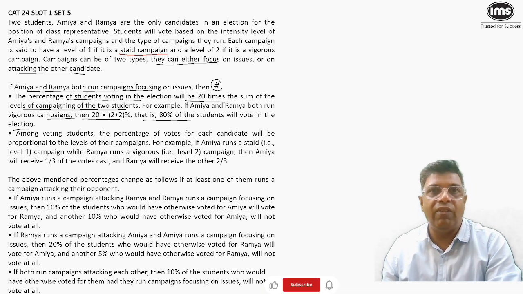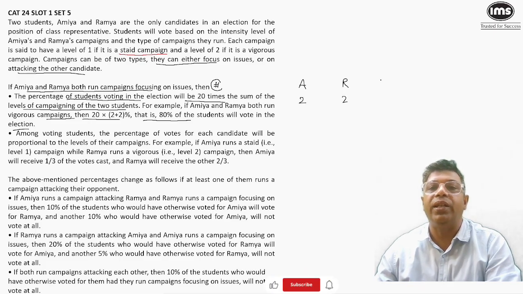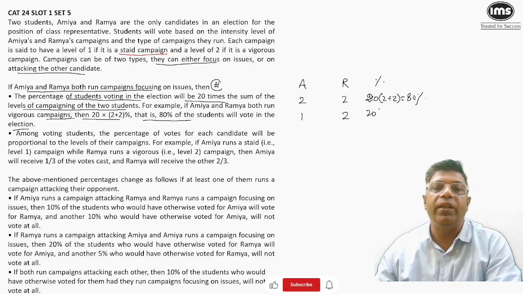So you can clearly say there are 4 possibilities. Let me write. Amya and Ramya. Now suppose Amya and Ramya both are running a level 2 campaign, then the percentage of vote will become 20 into (2 plus 2), that is 80%. If, let's take, Amya is running a stake campaign and Ramya is running a vigorous campaign, then the voting percentage becomes 20 into (2 plus 1), that is 60%.